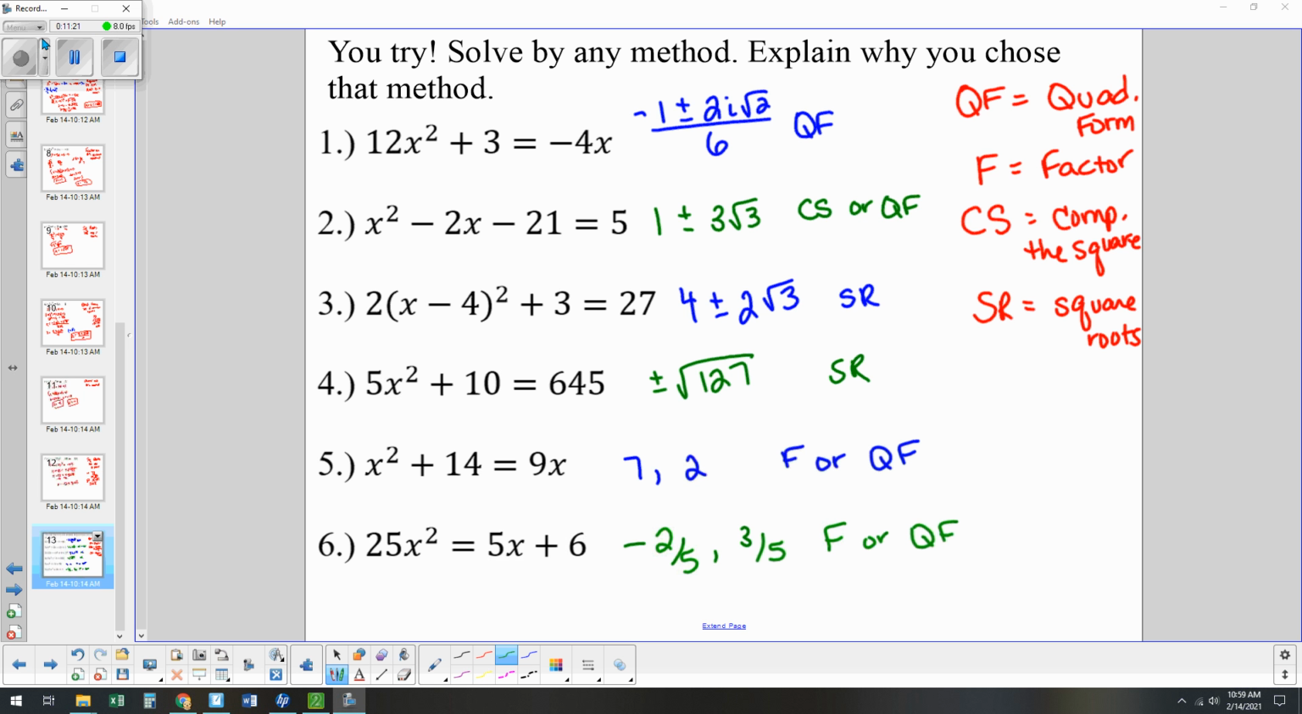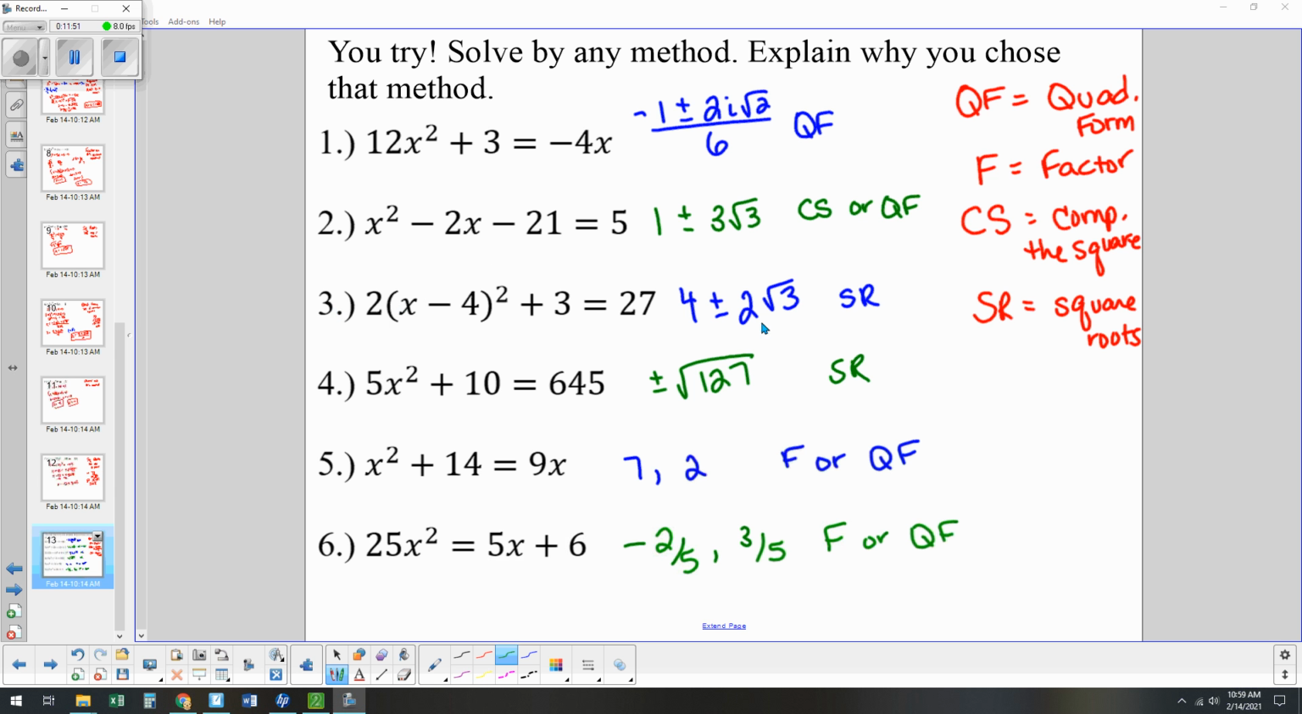All right, so here are our answers. For number 1, I chose to do quadratic formula because it was the only one that was going to work, right? There was a 12 in front of the x squared, so completing the square wouldn't work, and it's not factorable because there's an imaginary solution. Number 2, you could choose either completing the square or quadratic formula because there was no number in front of the x squared and the b term was even. Quadratic formula always works, but completing the square works because it was 1 and even.